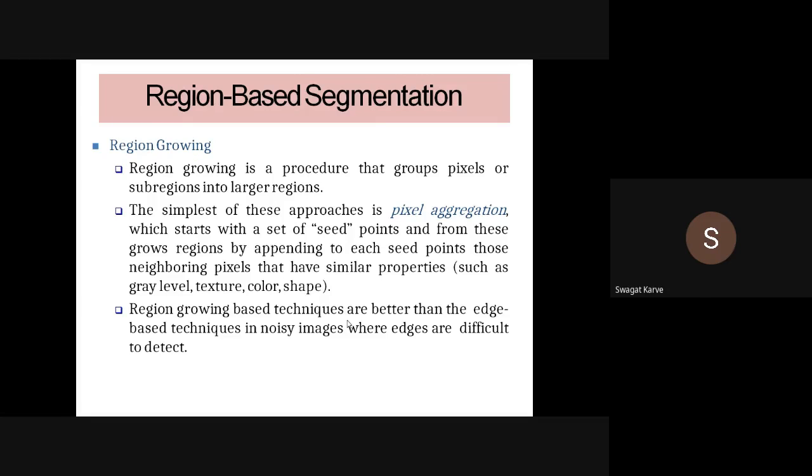So again, we have to group together the pixels to form a region in which there is a common factor between each pixel.